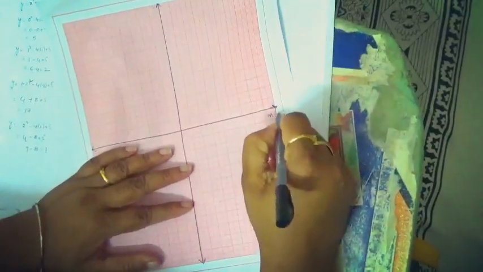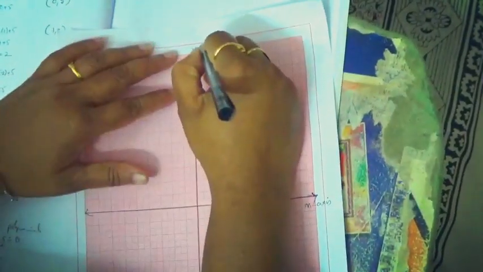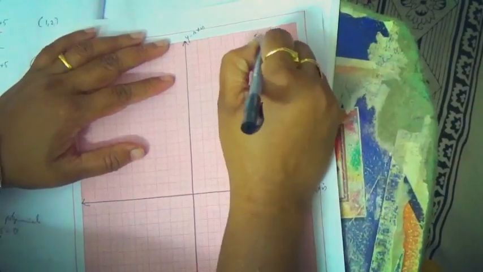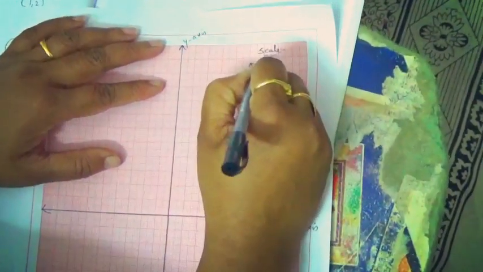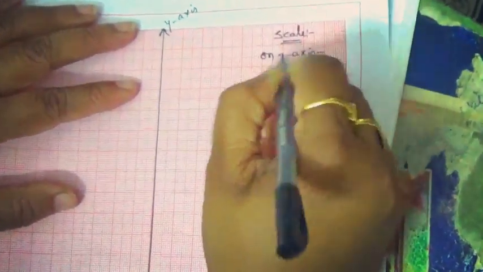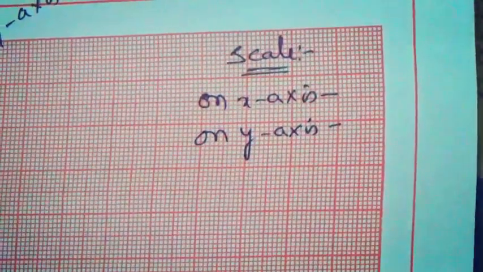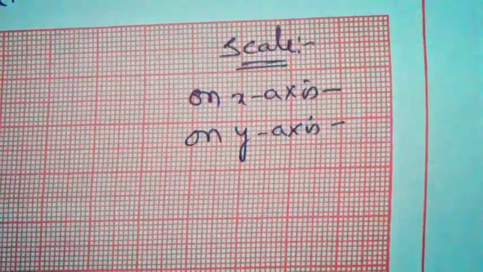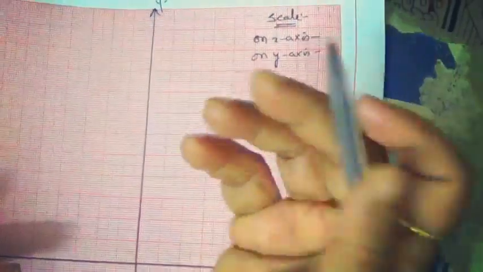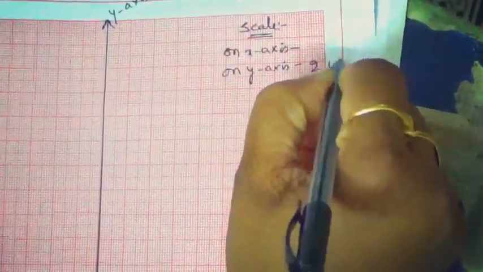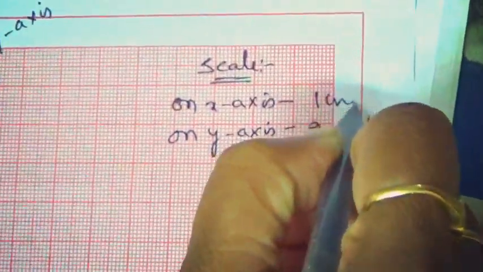Okay, x-axis, y-axis, scale on x-axis, on y-axis. Okay, how should we take? 17 is there here, so only the 17 is there, so we will check. So 17 will not come for this kind of numbers. So 2 units on the x-axis and 1 unit on the y-axis.